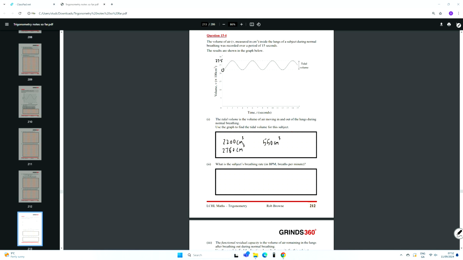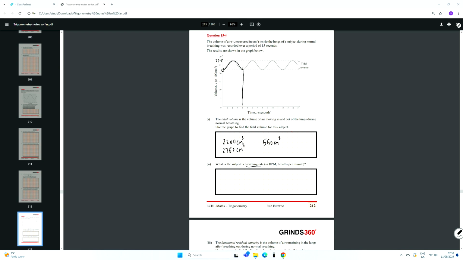And it says, what's the subject's breathing rate in breaths per minute? Well, notice there's one full breath there, right? Because you can see that you breathe in and you breathe back out again. The volume of air in the lungs goes up to its highest, then back down again. That's a single breath. That's one shape of the graph. Remember, it just repeats from there. You might notice it's a minus cosine graph. We'll get to that in a second.